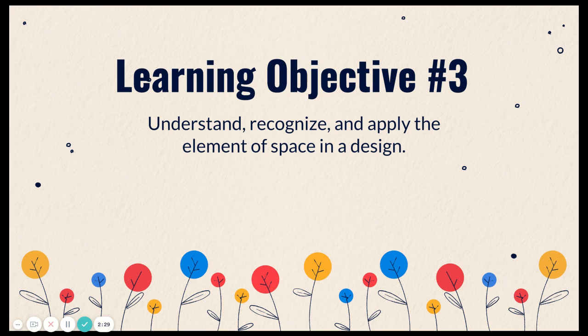The final objective planned for this e-learning training is that learners will be able to understand, recognize, and apply the element of space in a design. This simply means that attention is given where objects and words are located, considering proximity and visual hierarchy.